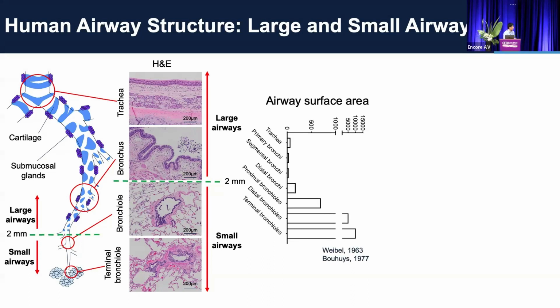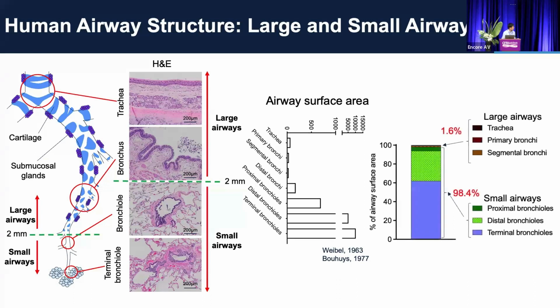However, interestingly, the surface area and the number of small airways increase exponentially in the distal airways because of the branching. If we calculate the proportion of total surface area from large and small airways, most of the surface area is occupied by small airways, about 98%, and 1.6% is from large airways, which are also called bronchi. The small airways are usually termed bronchioles.